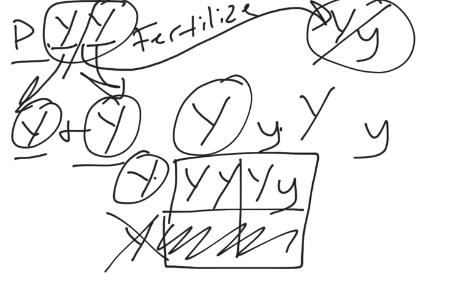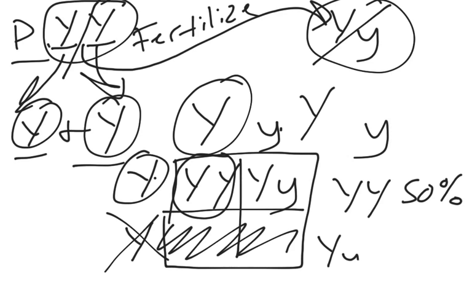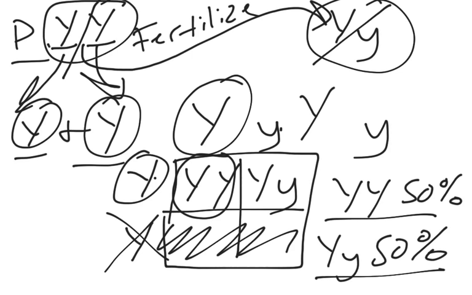And those possible genotypes are 50% big Y, big Y, and 50% big Y, little y. That's the genotypic ratio, we would say. It's a 1-to-1 ratio.